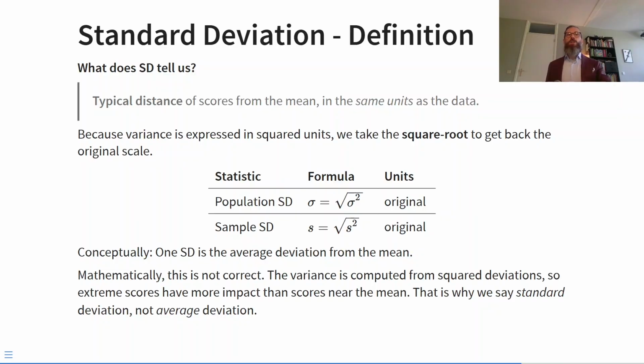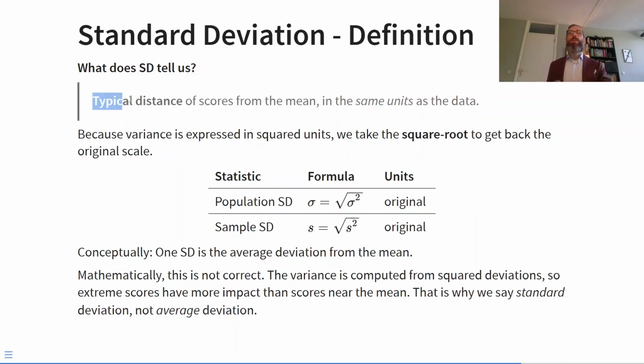Finally, we get to the standard deviation. I've been making a big deal about these squared units, and that's because it's really inconvenient and counterintuitive to tell people, well, the average spread around my mean was x squared centimeters. It's very inconvenient. The standard deviation restores the original units of your variable by just taking the square root of the variance. So what does the standard deviation tell us?